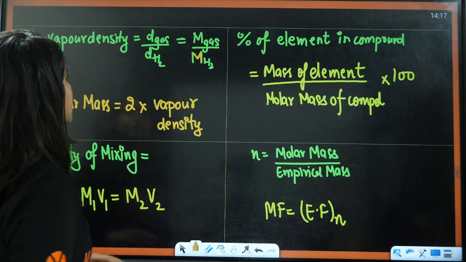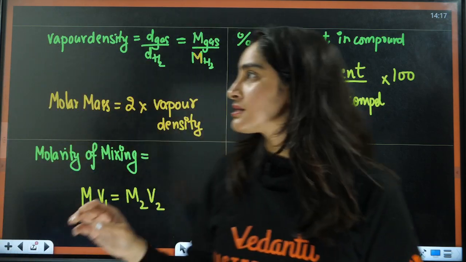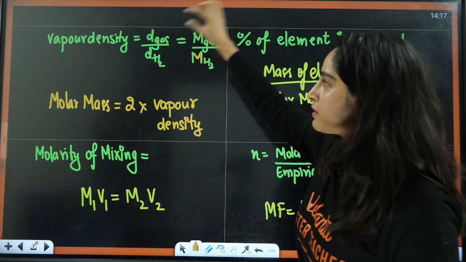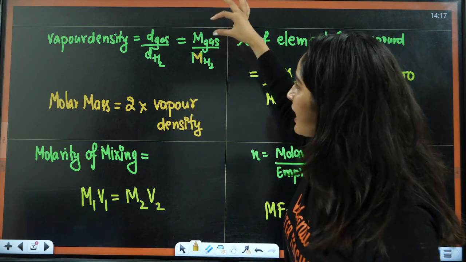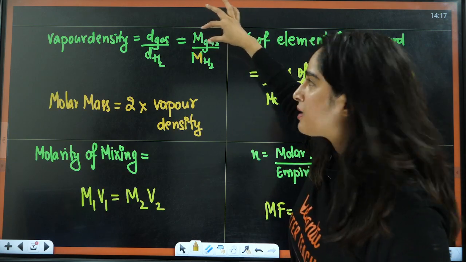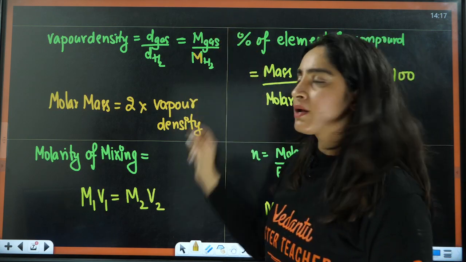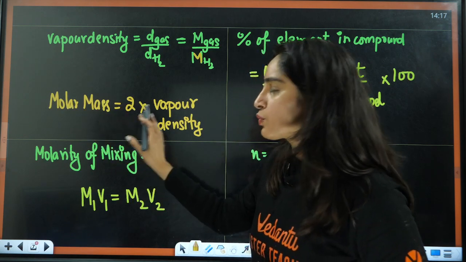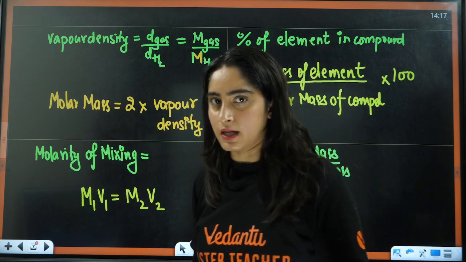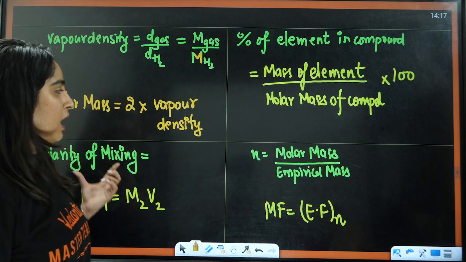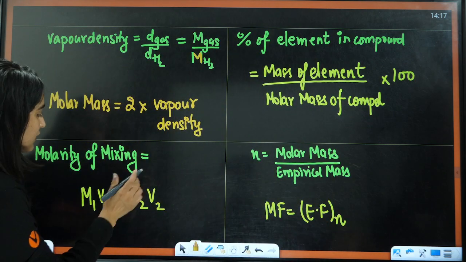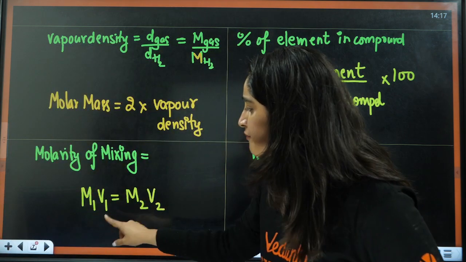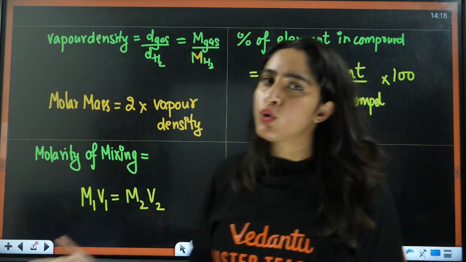Okay, so next is vapor density. Vapor density is nothing but density of gas divided by density of hydrogen gas. This is the given gas, and that is also equal to molar mass of gas divided by molar mass of hydrogen. In a short manner we write it as molar mass equals 2 into vapor density. So these can also be asked indirectly. Next is molarity of mixing. If you mix 2 solutions, that will be M1 V1 equals M2 V2.